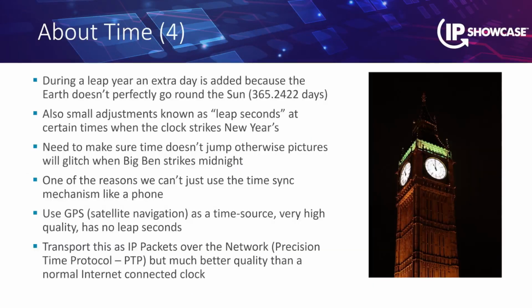So we've got to talk a bit more, unfortunately, about time. So what is a leap year? This year, I think, was a leap year, if I recall. This is when an extra day is added because the Earth doesn't perfectly go around the sun. It's not 365 days, the Earth going around the sun. It's 365.2422, actually. But one day isn't enough. It's not exactly one day, the correction.